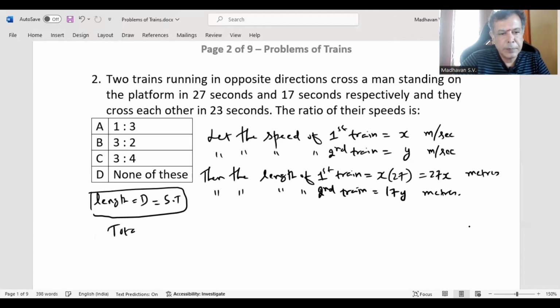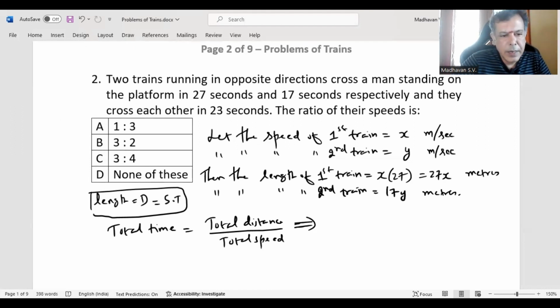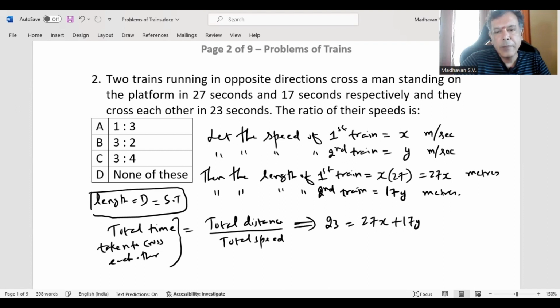Now, total time will be total distance divided by total speed. So that will be the total time taken to cross each other. That is given in this question as 23 seconds. That is equal to total distance over total speed. Total distance is 27x plus 17y. Total speed is x plus y.